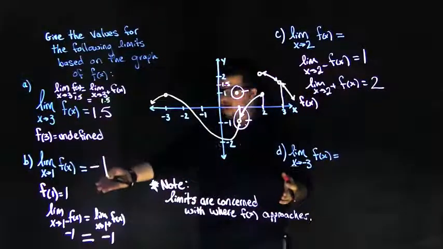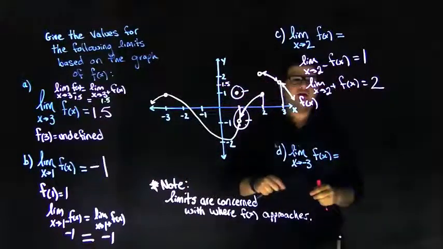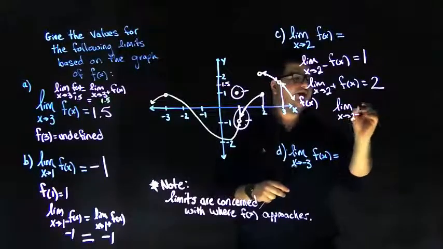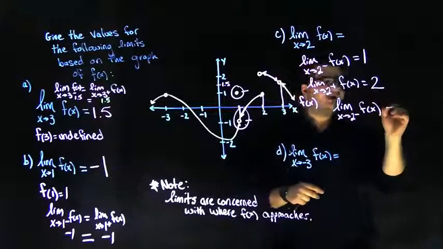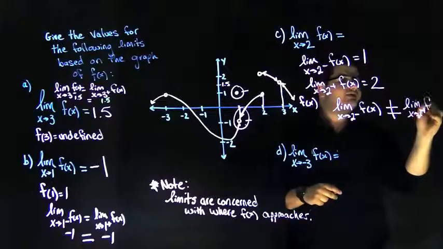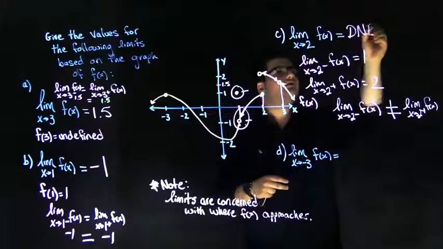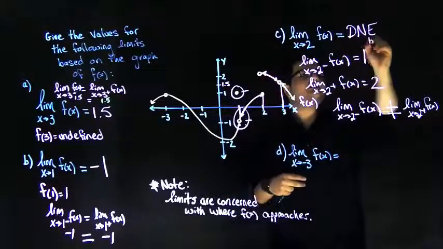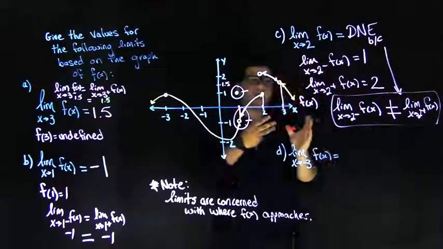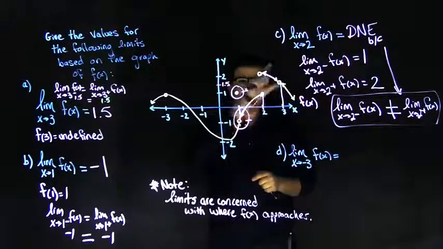Well, unlike the previous case where the left and the right were equal, the left and the right here are not equal. So we said that if the limit as x approaches 2 from the left of f of x is not equal to the limit as x approaches 2 from the right of f of x, then what happens? The limit does not exist. Why? Because of this statement right here.